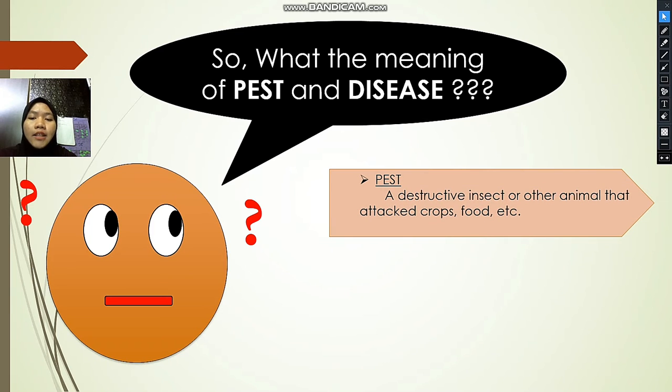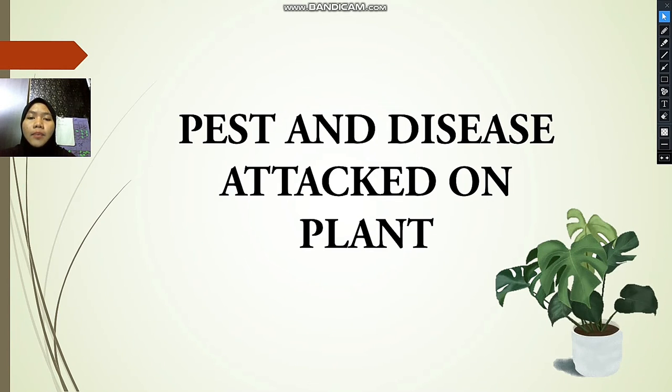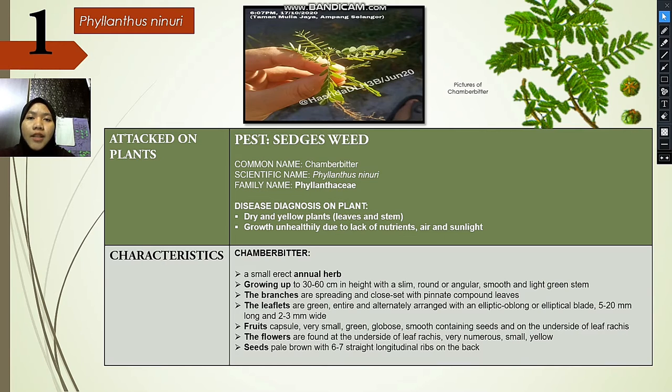The definition of a pest is a destructive insect or other animal that attacks crops. The definition of disease is the malfunctioning of host cells and tissues that results from their continuous irritation by a pathogenic agent or even an environmental factor and leads to the development of symptoms. So these are the pests and diseases attacking plants that I found in my residential area. The first pest that I found is Phyllanthus niruri. If you all can look here, this is the picture of Phyllanthus niruri that I took in my residential area.